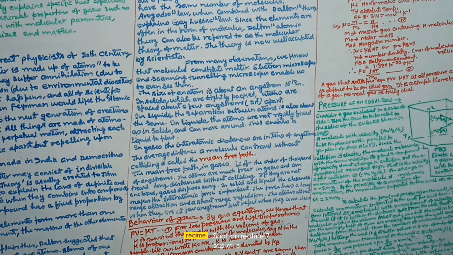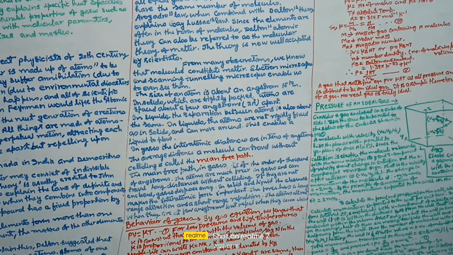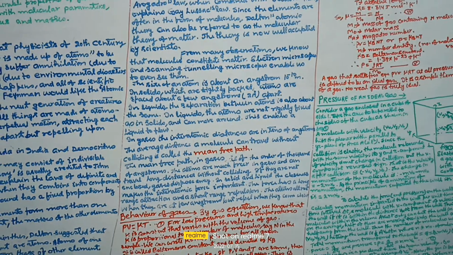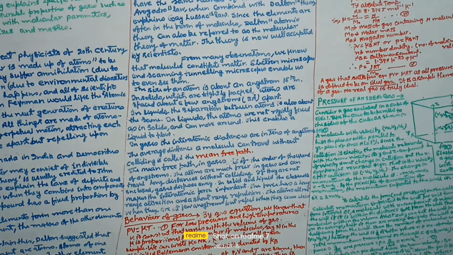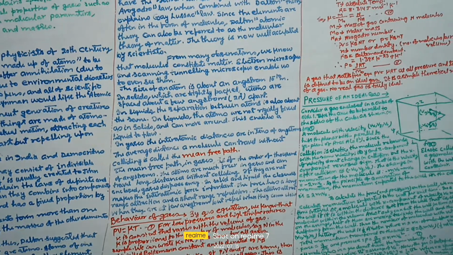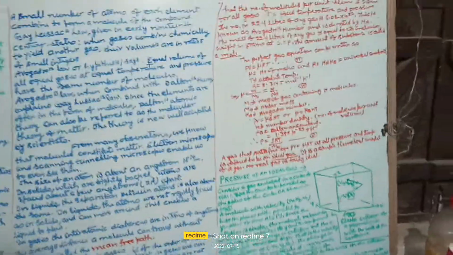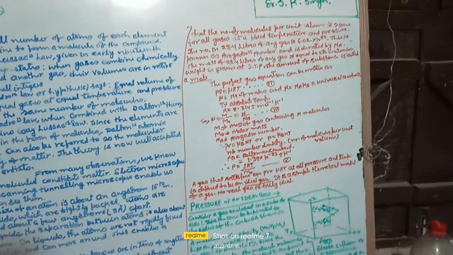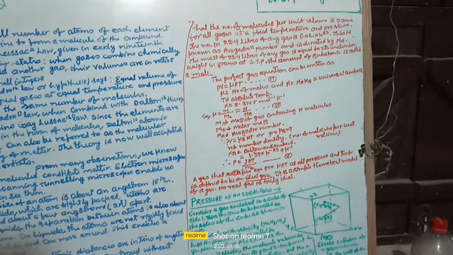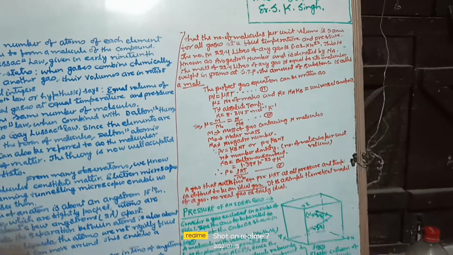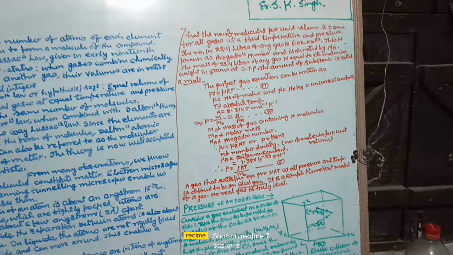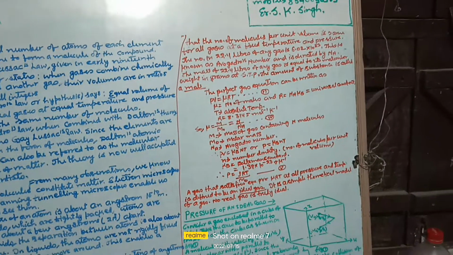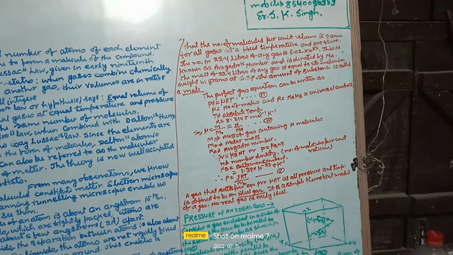Now P1V1 by T1 equals N1, equals P2V2 by N2T2, equals the constant kB. If P, V and T are the same, then N is the same for all gases. This is Avogadro's hypothesis. That is, the number of molecules per unit volume is the same for all gases at a fixed temperature and pressure. The number of molecules in 22.4 liters of any gas is 6.02 × 10 to the power 23. This is known as Avogadro's number and is denoted by NA.